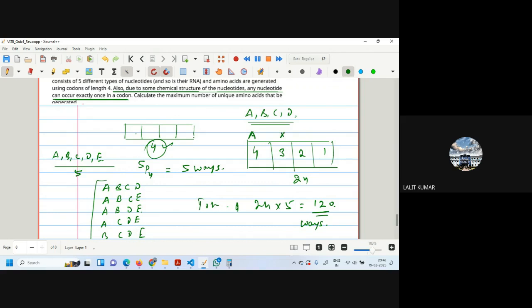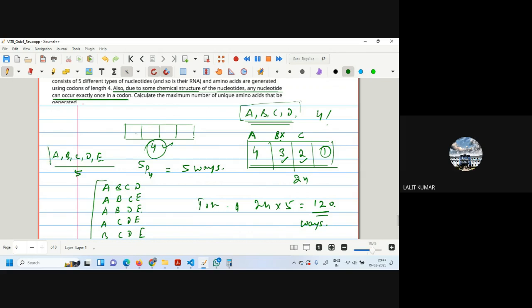So in how many ways can I select? I can select either B, C, or D. So I got a choice of 3. And once I've selected B, then I can select only C or D, 2. And here, if I selected A, B, C, then I'm left with only D. So these are the number of ways I can make the combinations from A, B, C, D: 4 factorial.